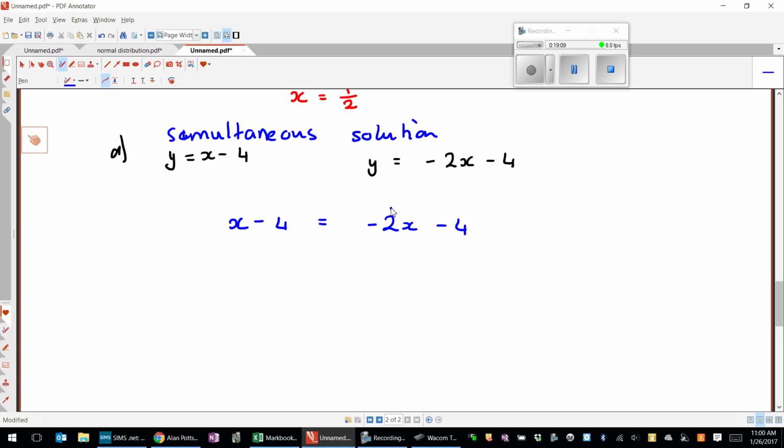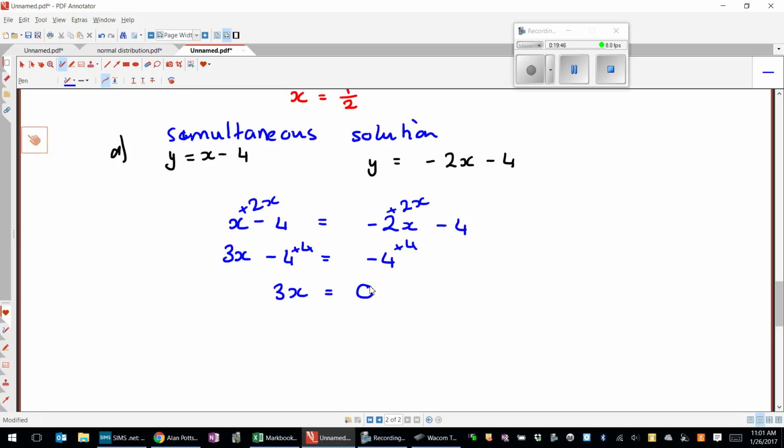So I'm going to add 2 x's. That's what you do. You don't have to, but I would try and avoid any negative x's at the end. So I end up with 3x minus 4 equals minus 4. And again, a common mistake would be to say minus 4 is nothing. Well, no, actually in this case it's fine because we do plus 4 plus 4. So you actually do end up with 3x equals 0.